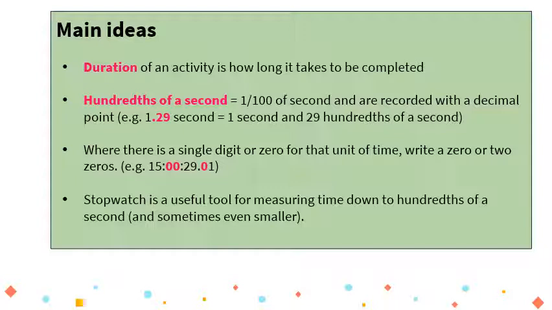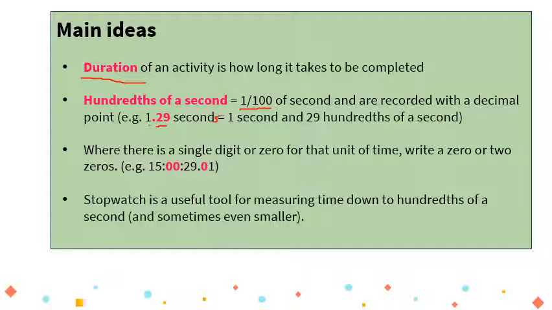So the main ideas, when we're talking about duration of an activity, it's how long it takes for it to be completed. Hundredths of a second, that's the new unit of time we looked at today, which is the same as 1/100th of a second, and it's recorded with a decimal point. So here we've got 1 second and 29 hundredths of a second, so 1.29, and I've specified seconds here.